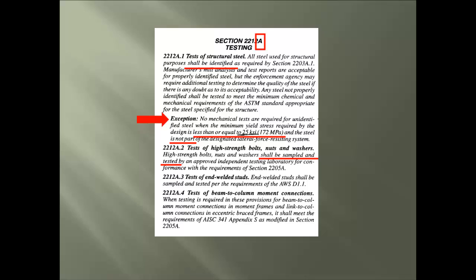Now we see the requirements for testing of end welded studs, which should be sampled and tested as per the AWS D1.1. And as we close this section, the testing of beam to column connections are covered, but look closely that the section starts with when testing is required, and if so, must meet the requirements of AISC 341 Appendix S.